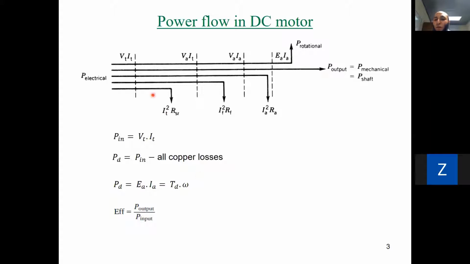And for any kind of copper loss in the circuit, any resistance that has current, the copper loss on this resistance will equal I squared R. So, for example, for a series resistance connected in series with the terminal of the motor, the power loss will be I terminal squared multiplied by R series. For the field winding, it will be IF squared multiplied by RF, and the armature copper loss will be the armature current squared multiplied by the resistance of the armature.